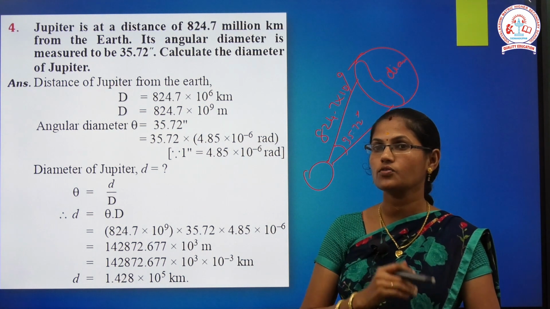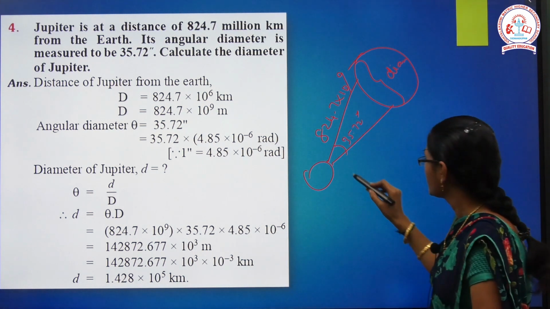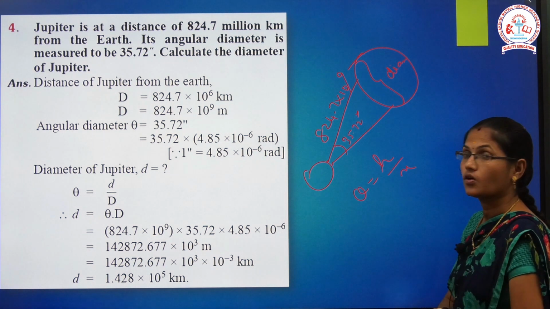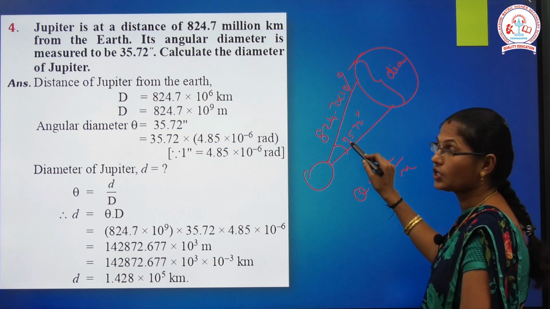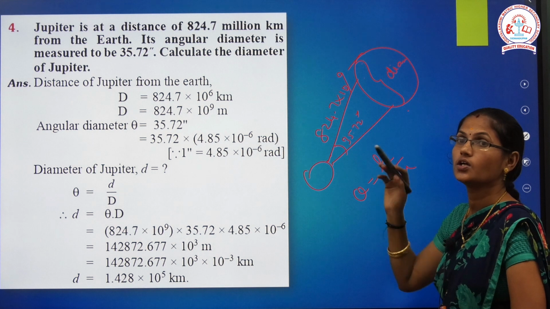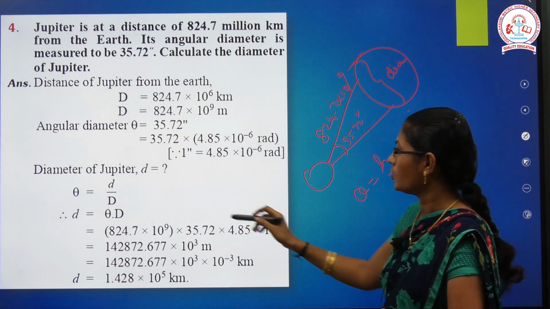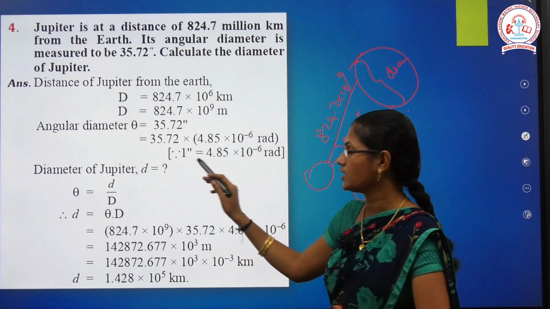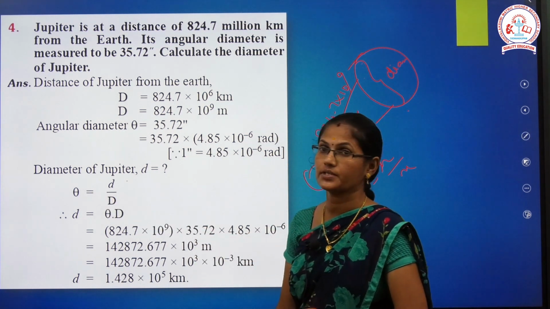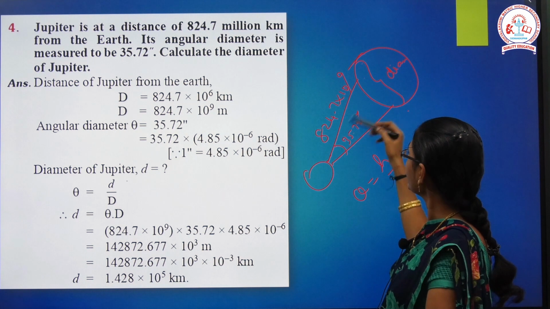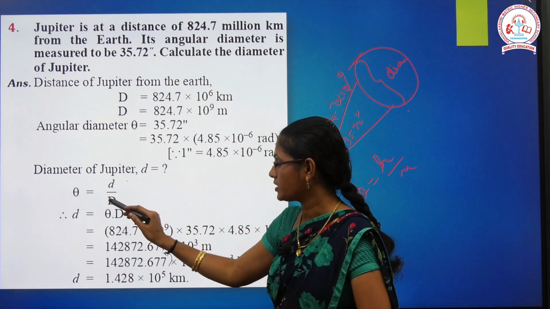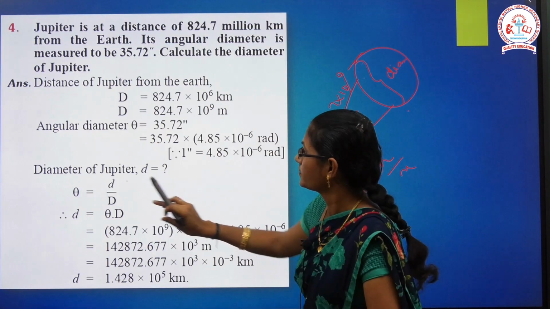So using the parallax method, theta is equal to h by x. This is the theta value, this is the distance h and this is x. You have to consider using the parallax method. So the diameter of Jupiter, d, we have to find. So theta is equal to small d by capital D. This is a small d and this is capital D. So d we have to find, which means D is divided, so it comes to this side.